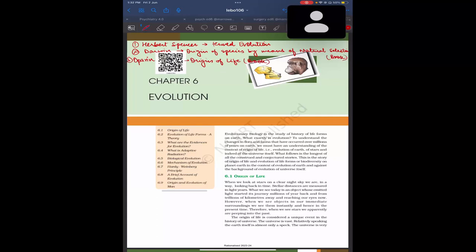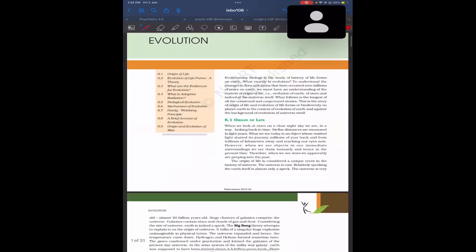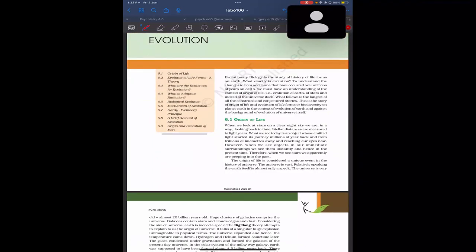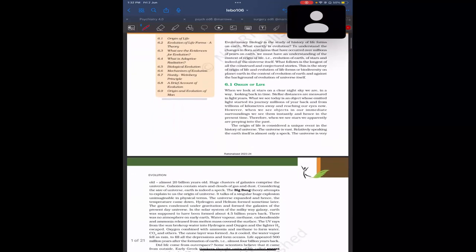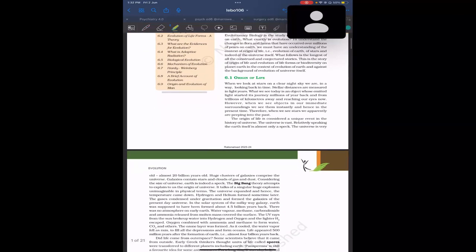Now further going into the chapter, starting me, it's just a brief introduction about the chapter. What is evolution and what is the study of evolution on Earth called and all. फिर आता है उसके बाद ओरिजिन ऑफ लाइफ. ओरिजिन ऑफ लाइफ में यहाँ पे कुछ काफी अच्छी टर्म्स एंड डेटा दिया है जो याद रखना है.